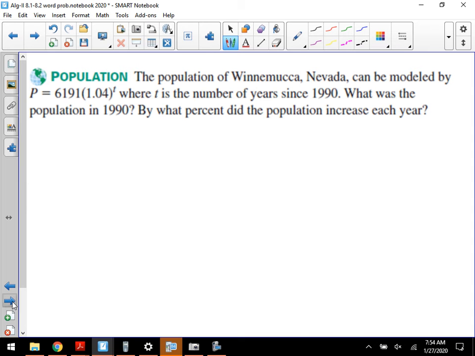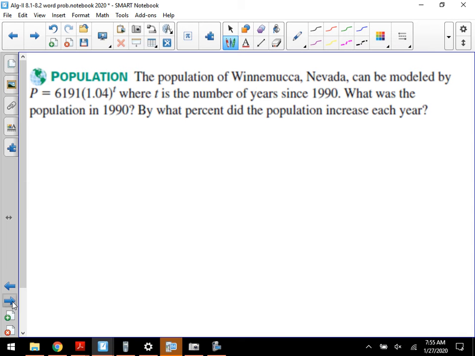So if I'm reading that, year 0 is 1990. That's when you start. Okay. So if year 0 is 1990, that means what's your value of t? 0. So what's anything to the 0 power? 1. So what's your initial amount then? 6,191. Yeah. It's pretty straightforward, isn't it?